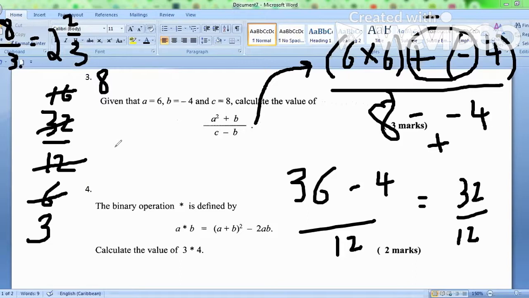Sir, when you do everything, we have to get a fraction. Yeah, you're going to get a fraction, or if you use a calculator, you might get a decimal. Somebody is saying I should do that over the entire question.